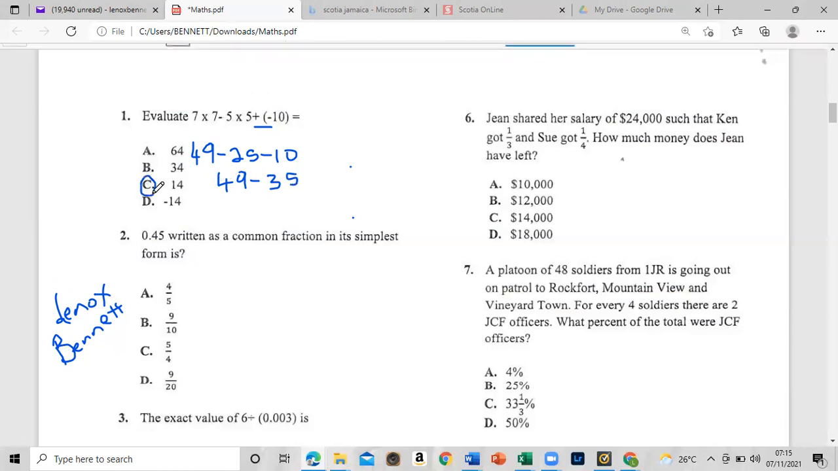So this is C. All right, so 0.45 written as a common fraction in the simplest form. So first we move two places. So it's 45 over 100. And then we break this down into lowest terms. Which number can go into 45 and 100 without a remainder?